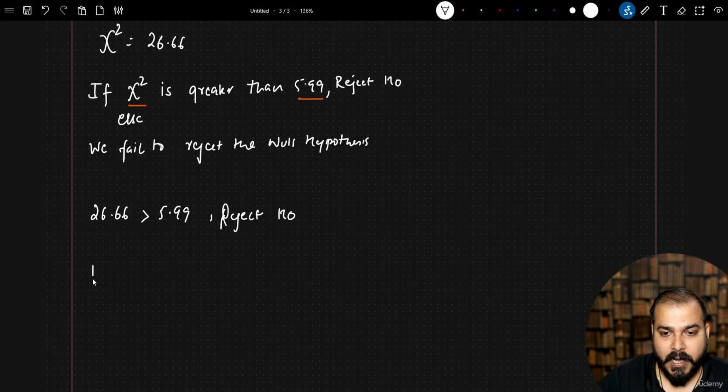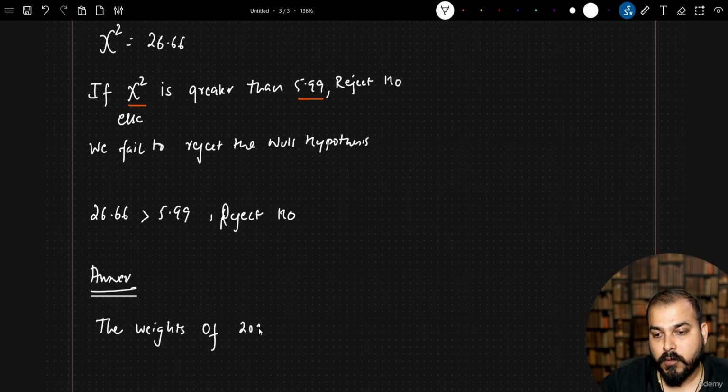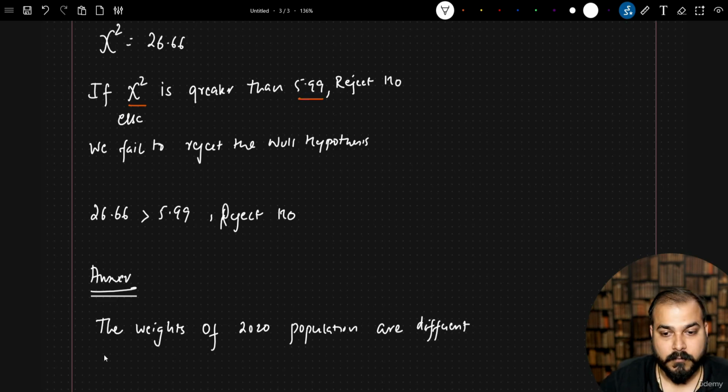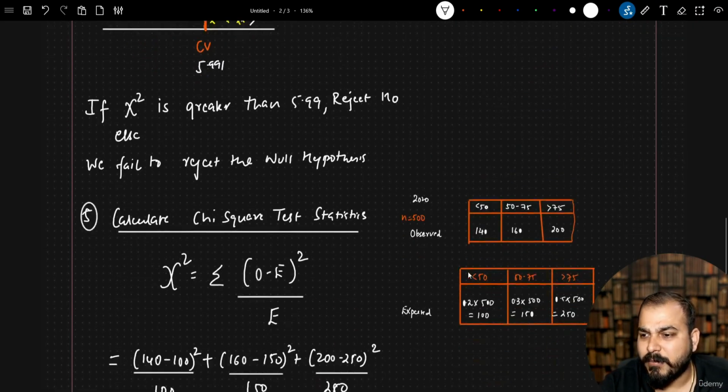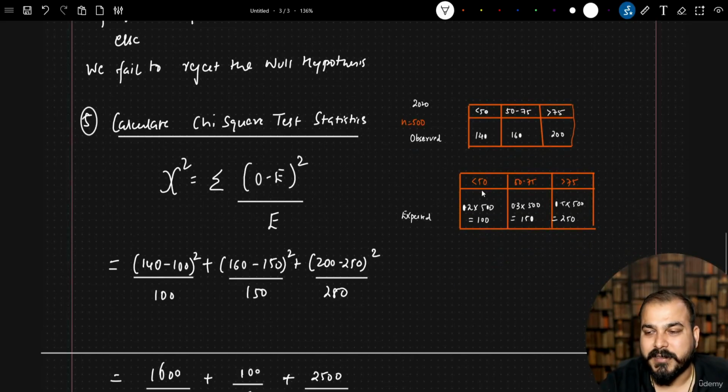So finally, our conclusion is that the weights of the 2020 population are different than those expected in the 2010 population. This is the assumption we are making, and just by seeing the table also, you can understand that there is obviously a huge difference between 2020 and 2010, a very good amount of difference.